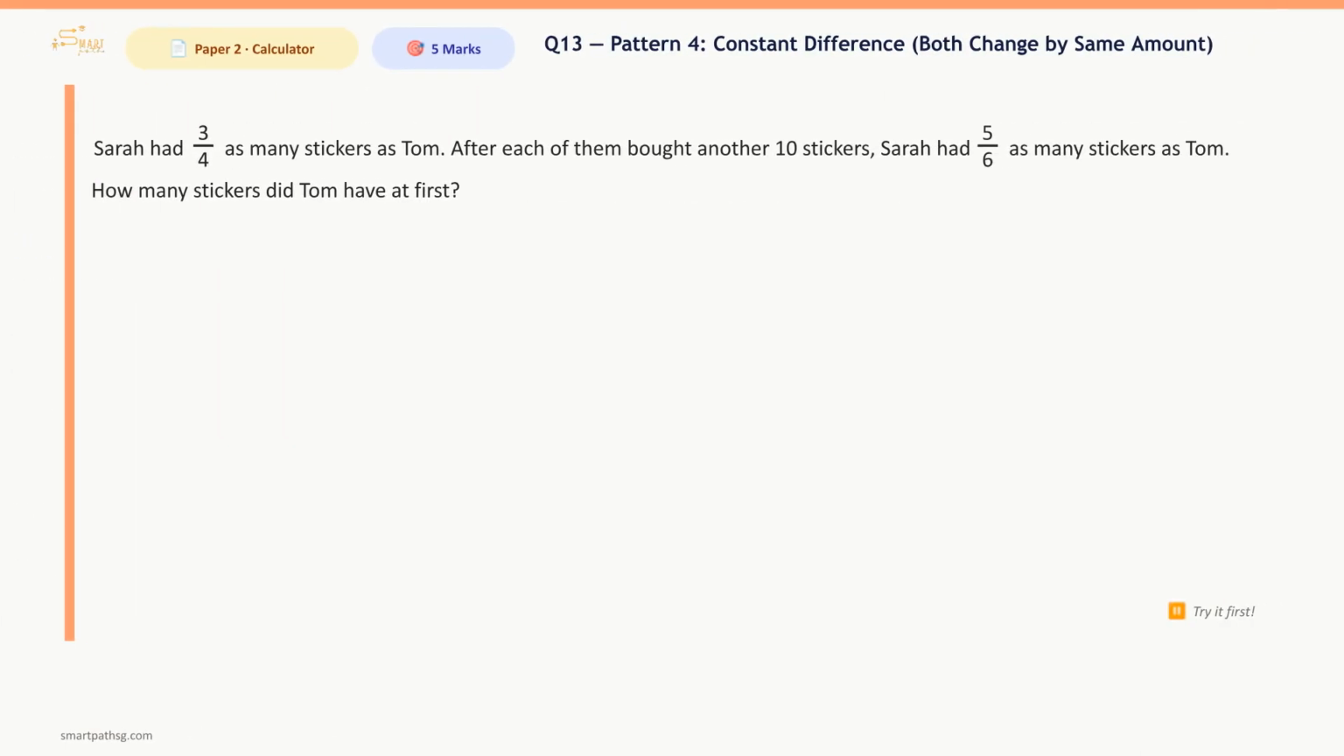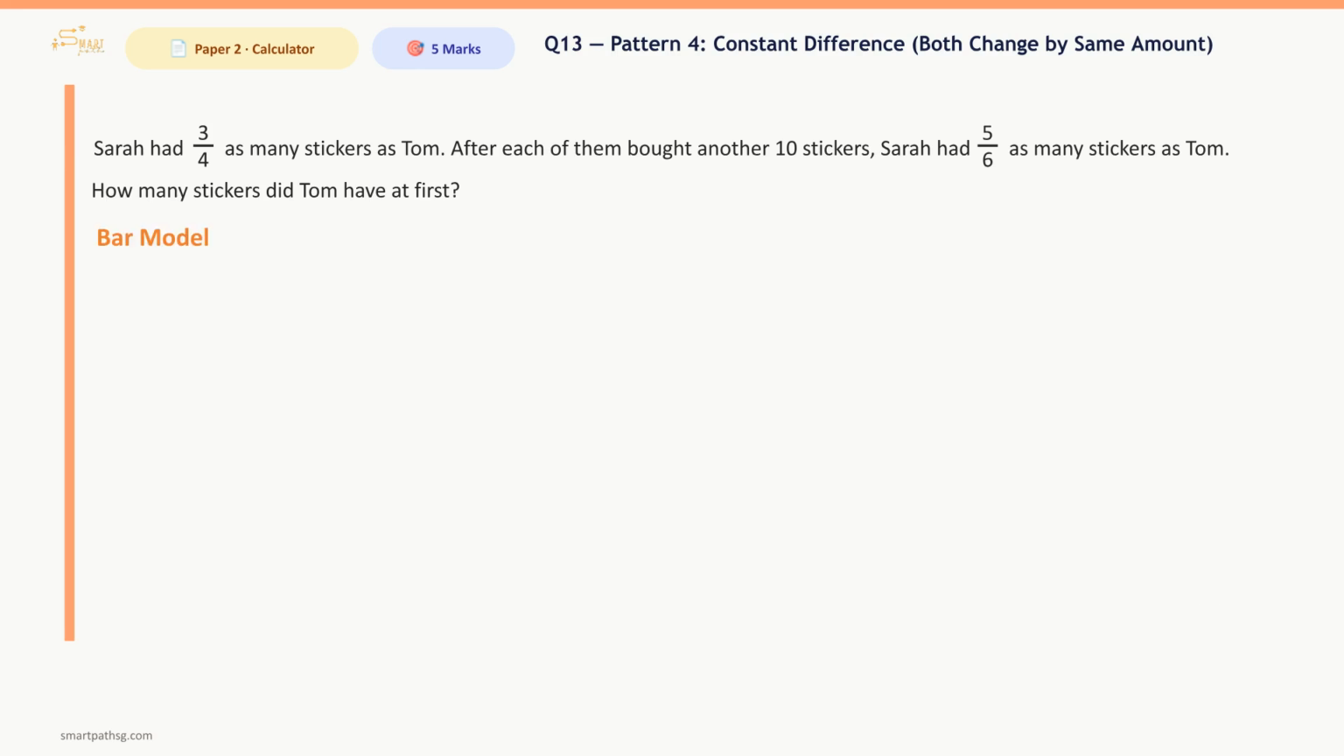Pattern 4 is the constant difference problem, where both quantities change by the same amount. Sarah had 3/4 as many stickers as Tom. After each of them bought another 10 stickers, Sarah had 5/6 as many stickers as Tom. How many stickers did Tom have at first?